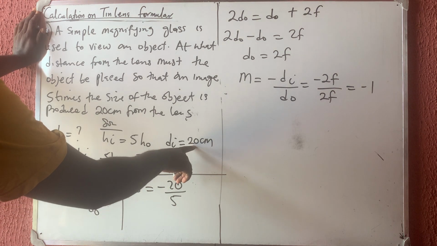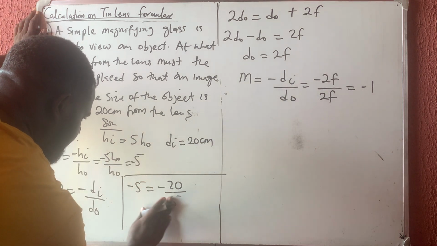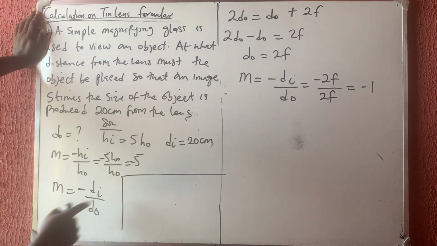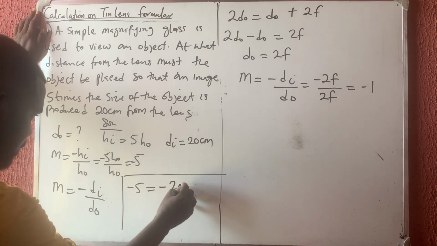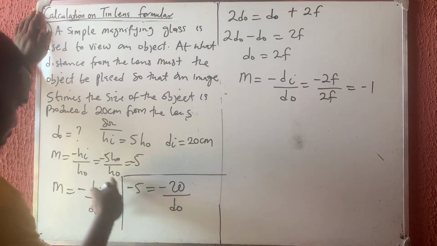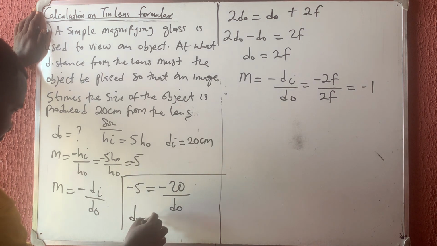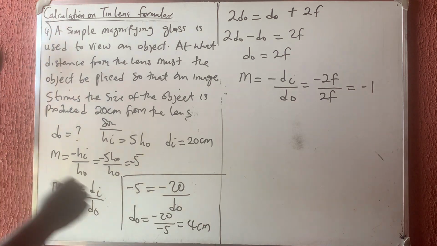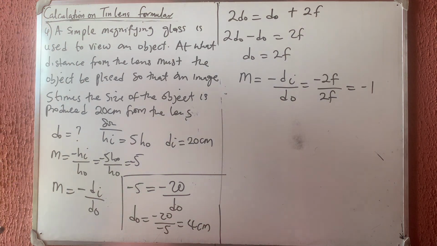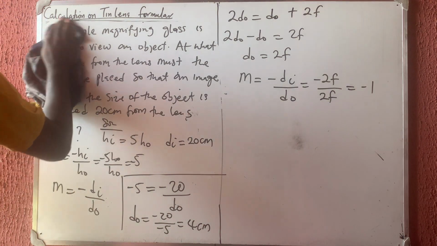my DI is 20. So I'm going to have that minus 5 as my magnification is minus DI, which is 20, over D naught. So if they change, D naught will now be minus 20 over minus 5, which is 4 cm. So 4 cm is the correct answer there. Okay? So we'll go to the next question.